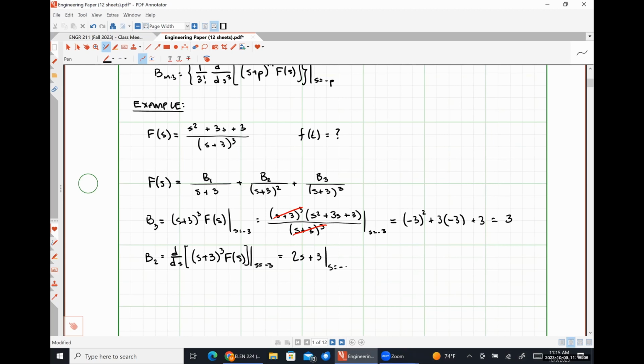Evaluated at s is equal to negative 3. And so that's 2 times negative 3 plus 3. So negative 6 plus 3 looks like negative 3, and we call it a day.